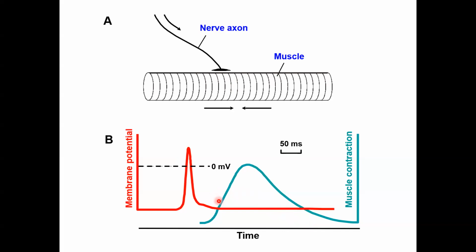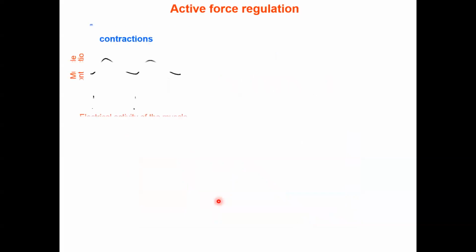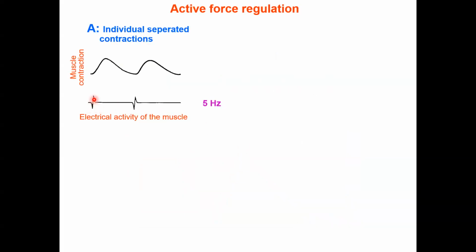Now if I go to the next slide, here I give one action potential, and that is the muscle contraction which follows this first action potential. Then after a while, I give another action potential, that's the second action potential, and the second action potential is followed by its own contraction, the contraction following the second action potential.